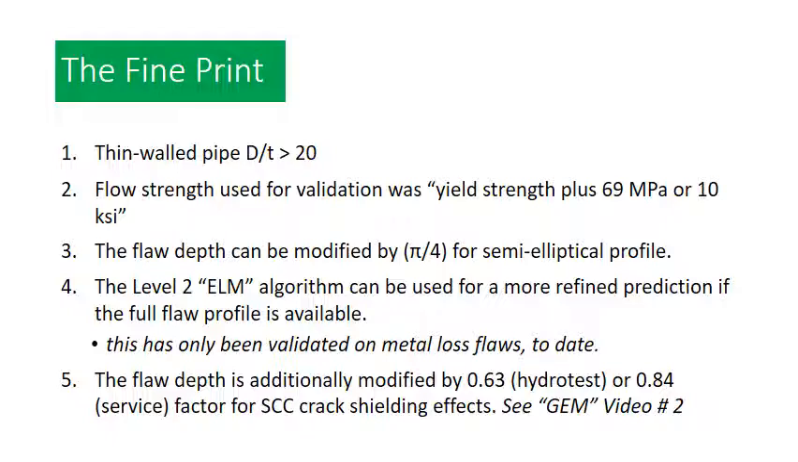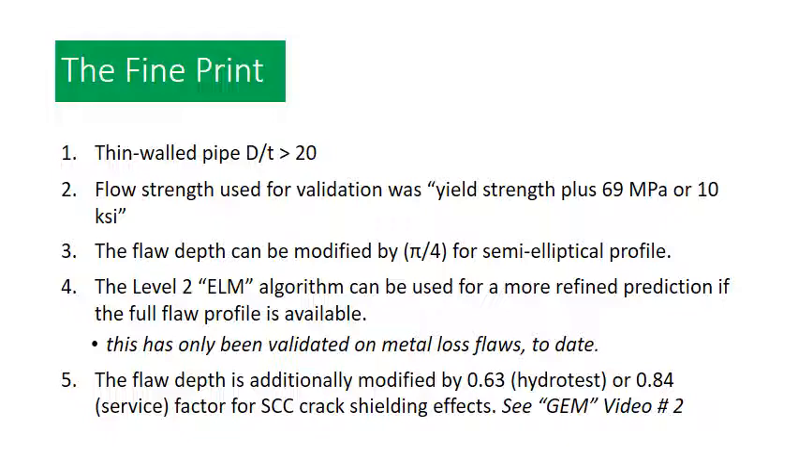The flaw depth can be modified by a pi over 4 term if you want to simulate a semi-elliptical profile. So I'll do that whenever I have, for example, a fatigue crack, or if I have a stress corrosion crack that's likely to have a thumbnail type profile. I have a level 2, I'll call it the ELM algorithm, that can be used if you've got a full flaw profile. Now, I've only validated that on the metal loss flaws to date, and so be careful if you ever want to try using that for cracks.